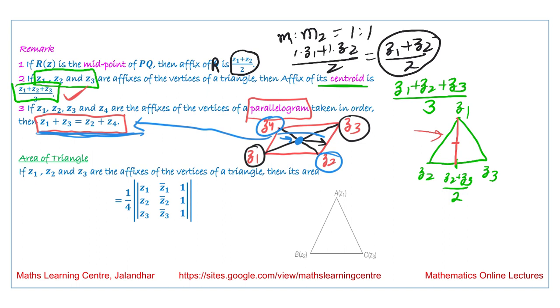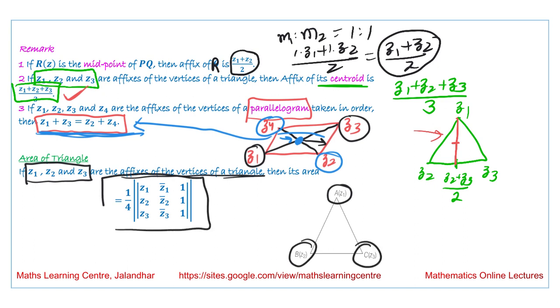Next we have the formula for the area of the triangle. So, we are saying that if Z1, Z2, Z3 represent the vertices of a triangle, these are affixes of the vertices of a triangle. It is A Z1, B Z2 and C Z3. Then the area of the triangle is given by this formula: 1 by 4 times the determinant of Z1, Z1 bar, 1; Z2, Z2 bar, 1; and Z3, Z3 bar and 1. So, you must remember these formulas because these are directly applicable to the questions that may be asked. So, this is the formula for the area of a triangle.